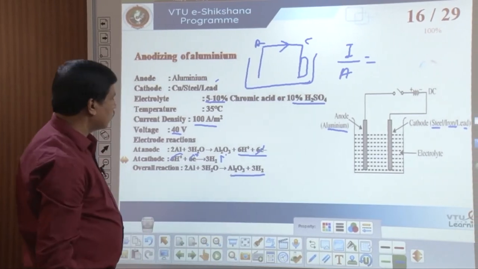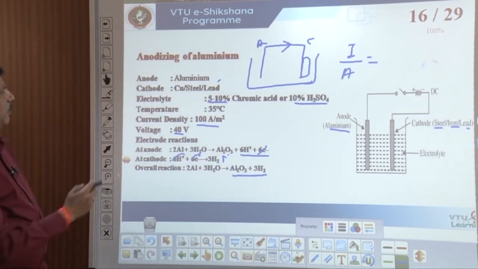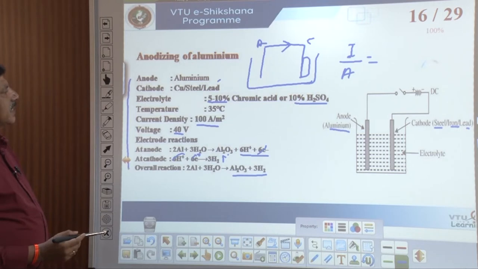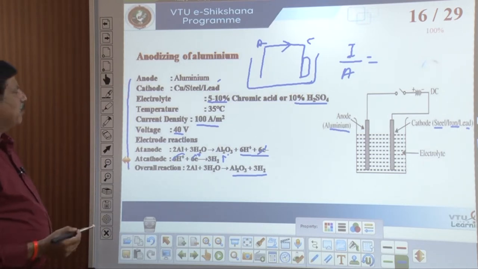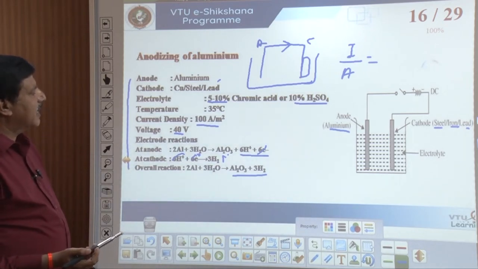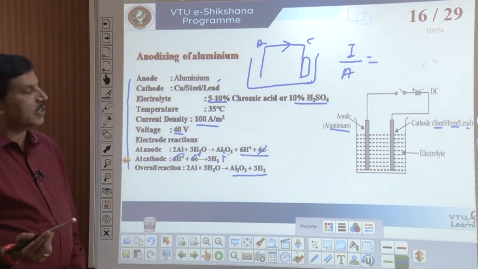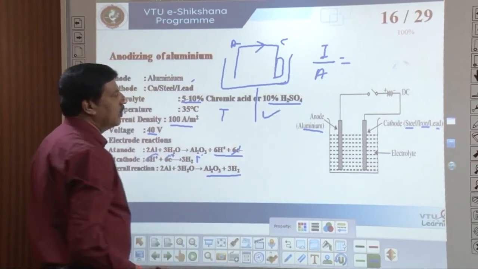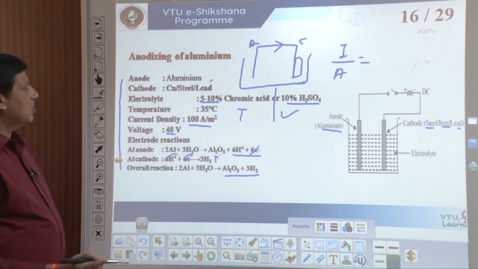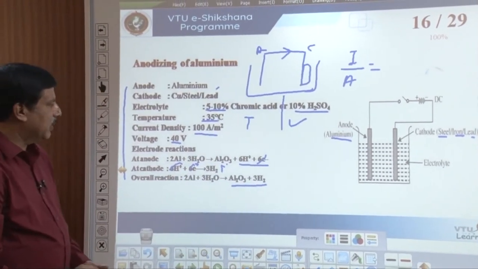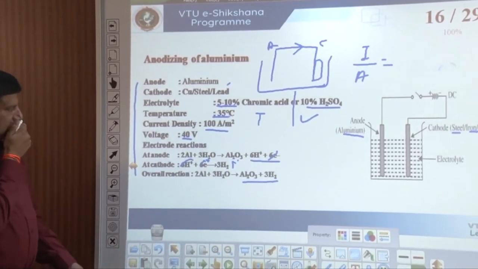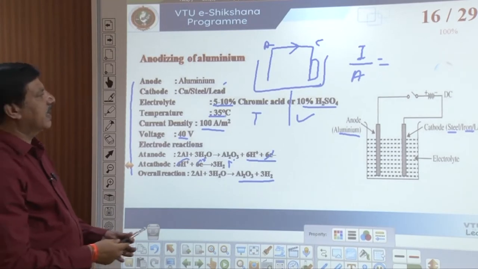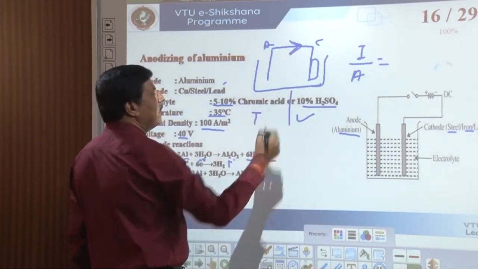So, anodizing of aluminium conditions: for the anode you take aluminium, for the cathode copper, steel or lead, Pb. The electrolyte is 5 to 10% chromic acid or 10% sulfuric acid; you can't take both, any one. For a thin layer take chromic acid, for a stronger layer take 10% sulfuric acid. Maintain 35 degrees Celsius, just above room temperature. Current density is 100 ampere per meter square, which is the current passed per unit area.